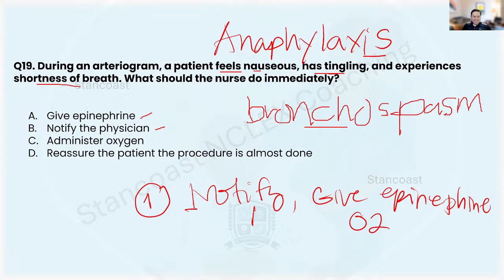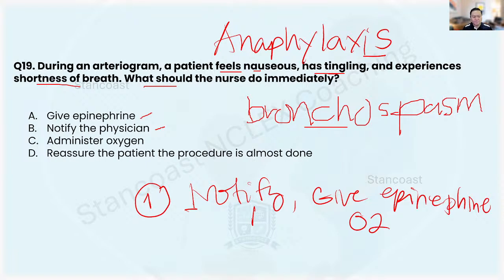Okay. Letter D, reassure the patient the procedure is almost done. Well, that is pretty much like neglecting to address the main issue, which is airway. There's also what else? Yeah, the breathing. The patency of the airway is at risk at this point, so we want to make sure that we're going to deal with that after we have notified the medical provider. Okay. Yeah, we are barely given enough information in this scenario, but if I'm the one taking this test question, notification to the physician would take priority.